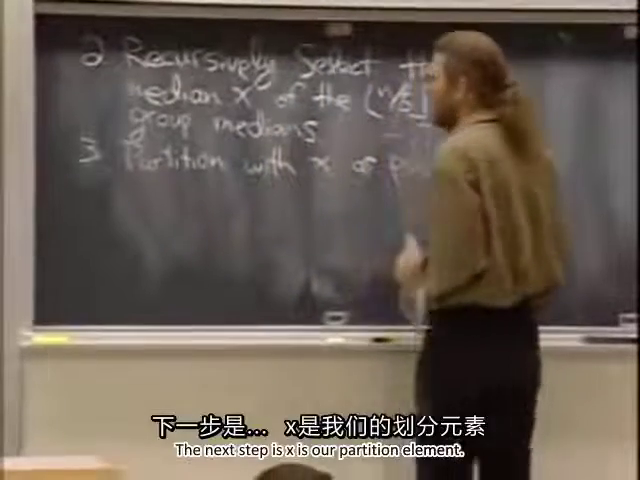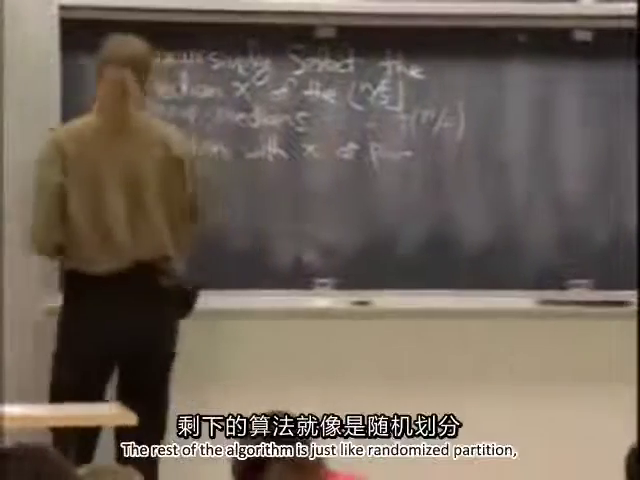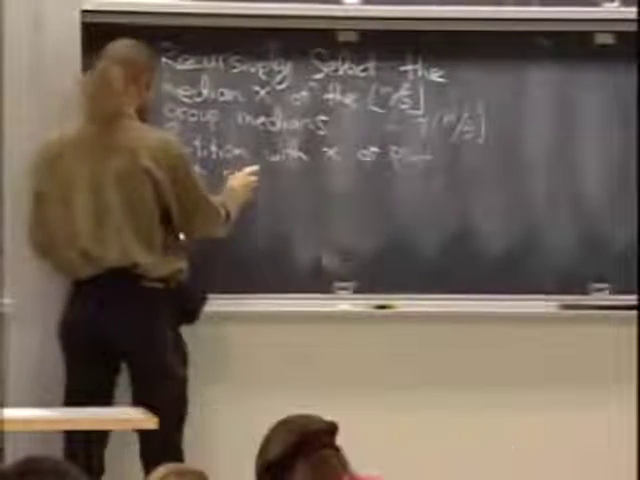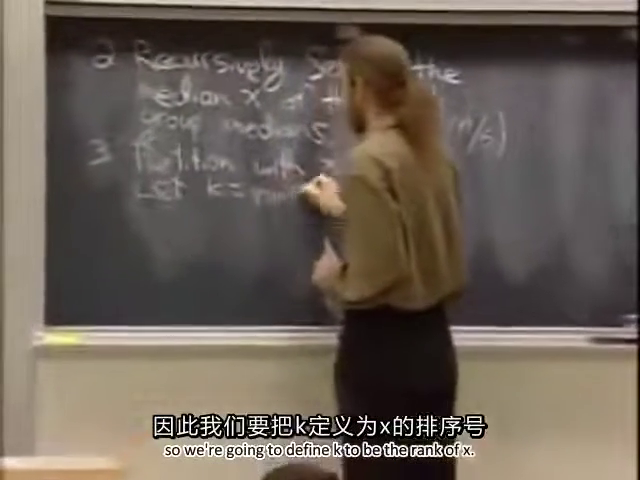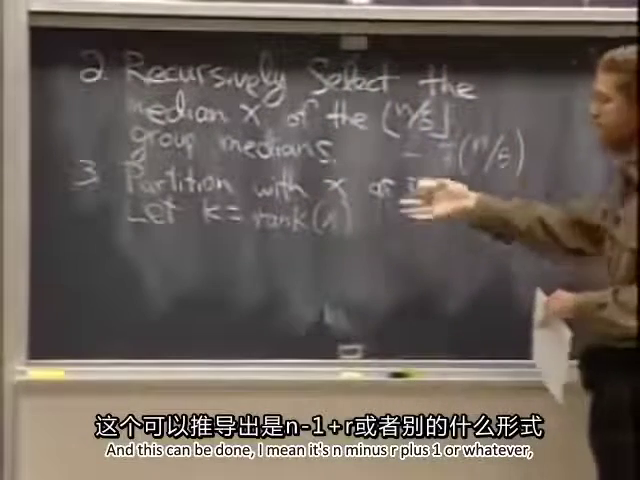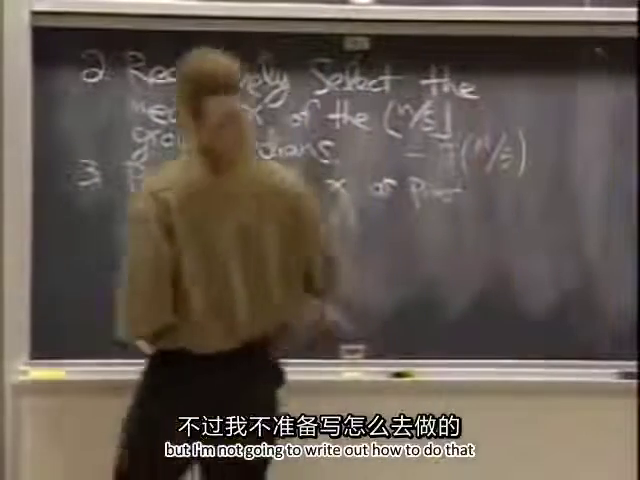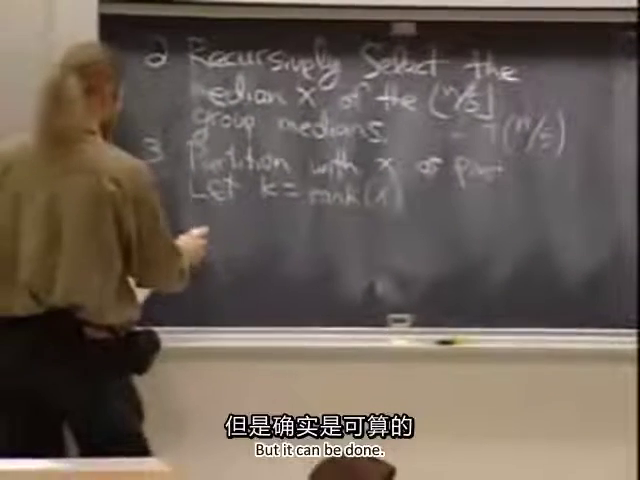The next step is X is our partition element. We partition there. The rest of the algorithm is just like randomized partition. So we're going to define k to be the rank of x. And this can be done, I mean, it's n minus r plus 1 or whatever. So I'm not going to write out how to do that because we're at a higher level here. But it can be done.